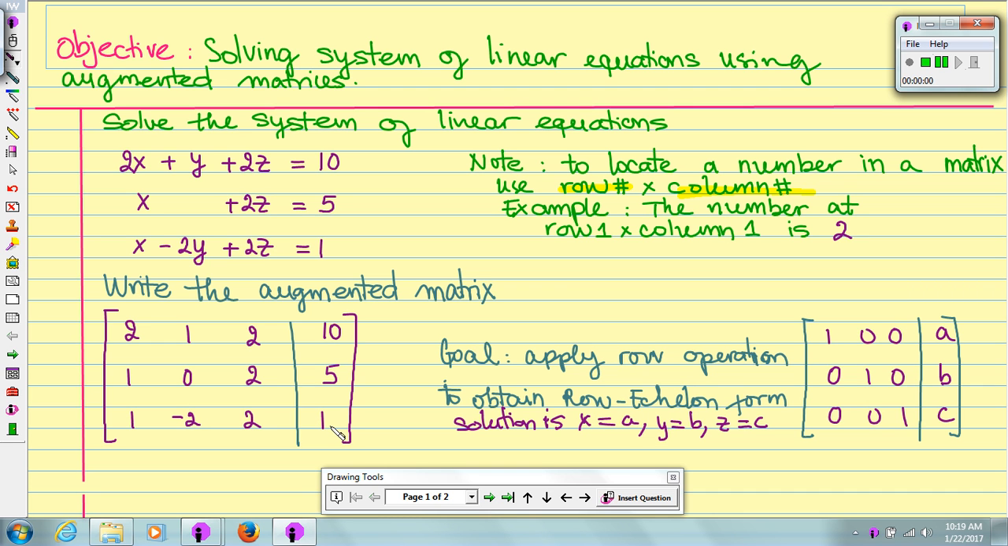And let's write out the goal. So what is our goal? Our goal is that we want to apply row operations to obtain the row echelon form. So we want to end up with a matrix that on the left hand side of the line has only 1s and 0s, with the 1s on the main diagonal, and on the right hand side will be just real numbers. In this case I'll use the three letters A, B, C, where A, B, C are real numbers. So our solution is x equals A, y equals B, and z equals C. So let's begin now.